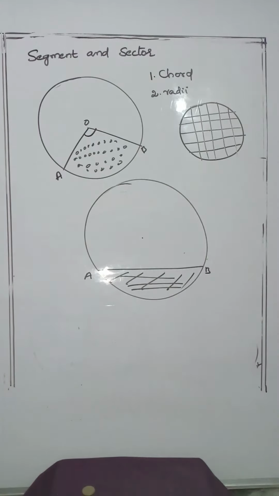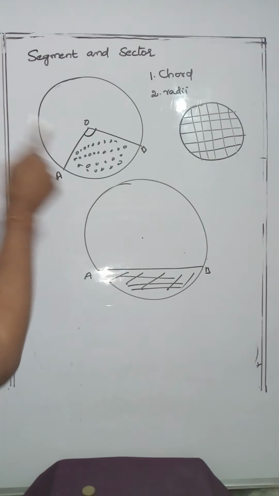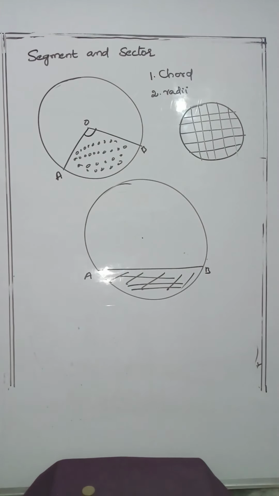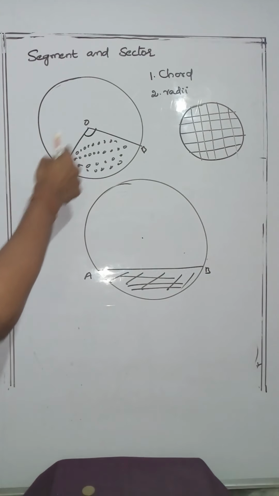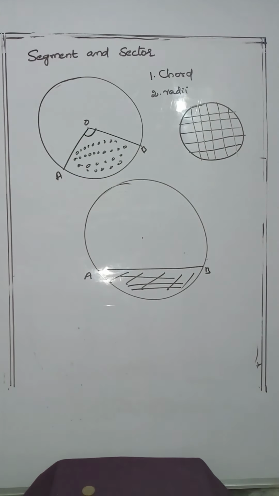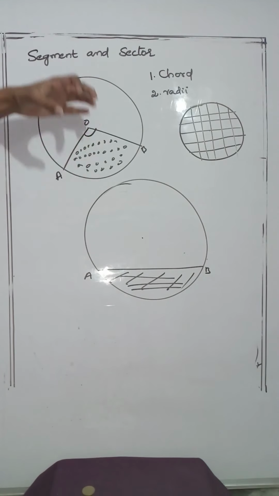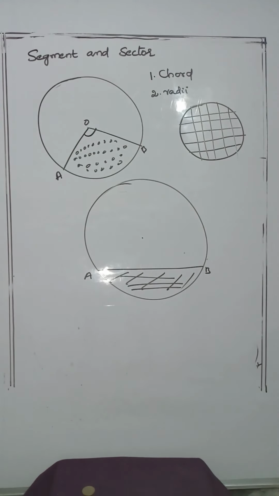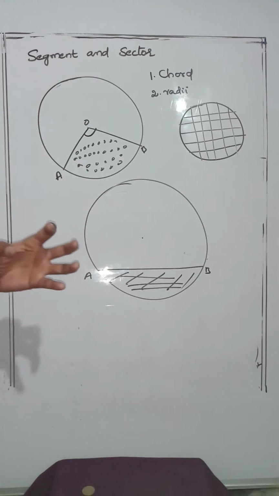But that does not happen with the segment. A segment is the amount of region enclosed by the chord of the circle. That is the difference between a sector and a segment. In the segment, no angle is formed here because this is not a radius or diameter, but it is associated with radii. A sector looks like a triangular shape, but this segment does not look like a triangular shape. It looks like a curved path.